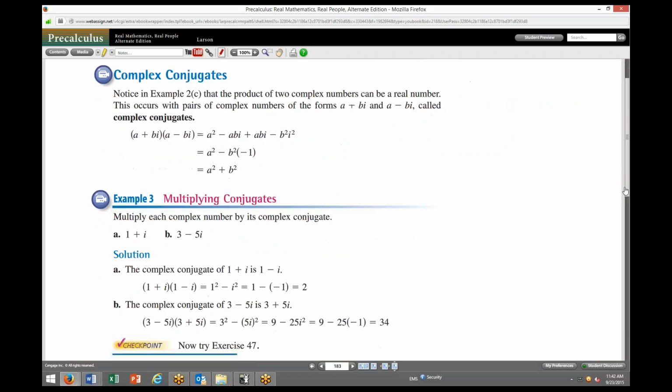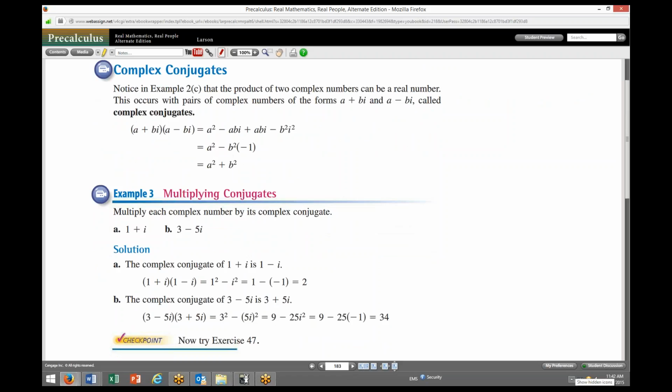In order to accomplish division of complex numbers, class, you have to understand what we mean by the conjugate of any complex number. And this is not hard, it's not complicated. The conjugate of any complex number a plus bi is simply the complex number a minus bi. All you do is change the sign in front of the i term. You do not change the sign in front of the real part, in front of the a, only in front of the bi term, so to speak.